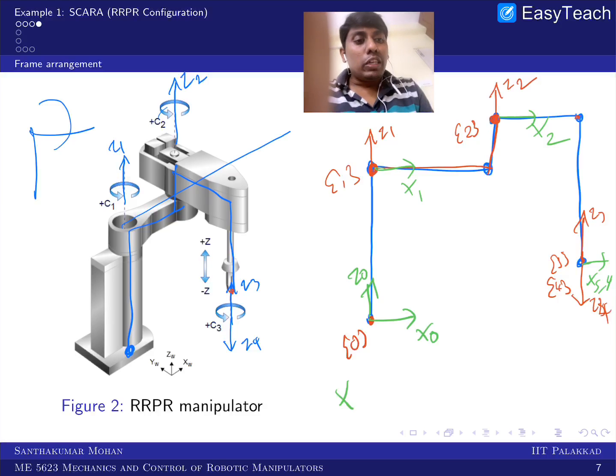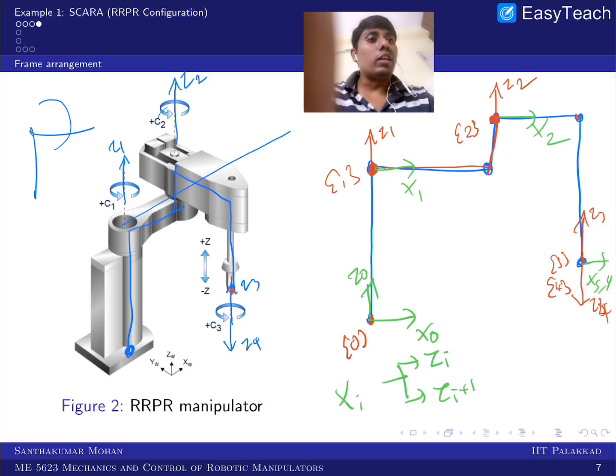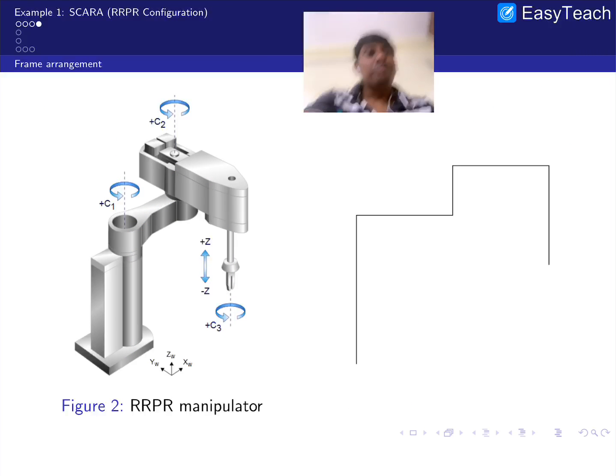So when you are fixing Xi, you have to see Zi and Zi plus 1, right? So that is the rule. Now we will see how that can go further. You can see this is the line which is connecting all the link lengths, or you can call it a line which is connected: this one is the first line, this is the second line, third line, fourth line, and fifth line.